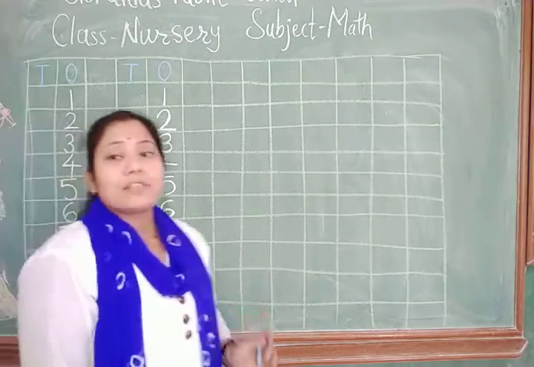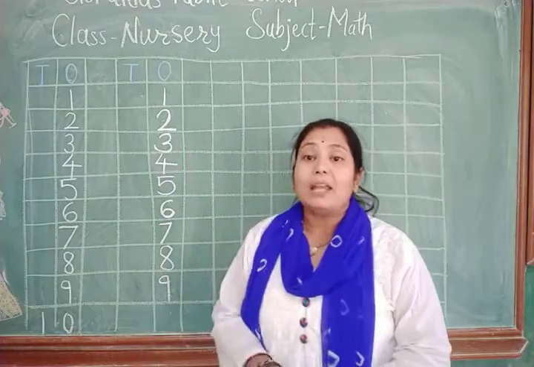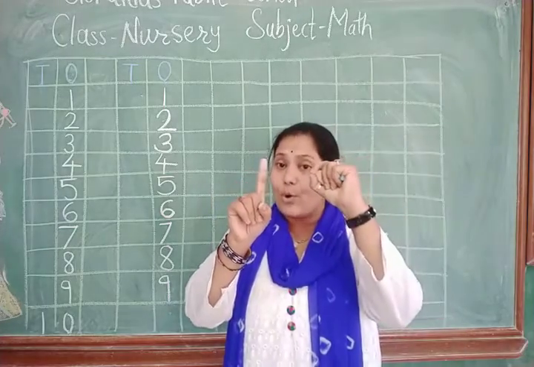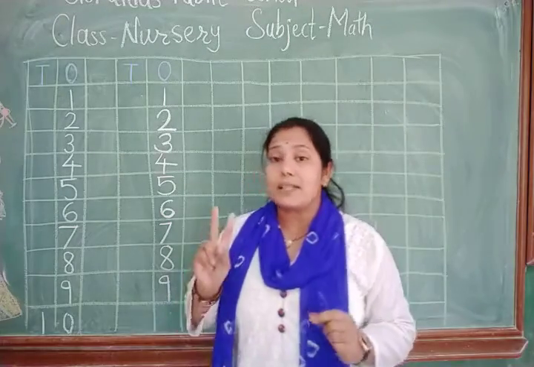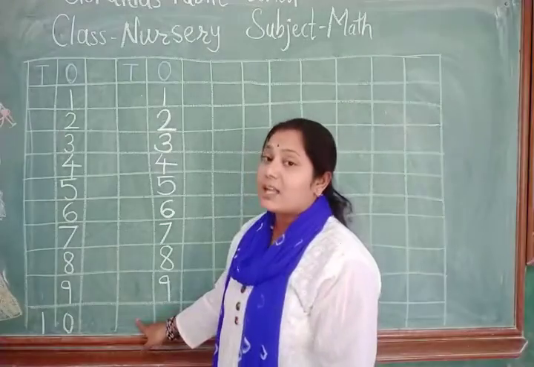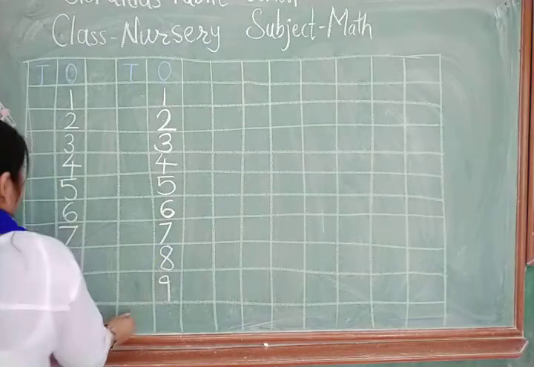And after number 9, which number comes? Number 1, 0, 10. So 10 is a double digit number, a 2 digit number. So we write number 1 in tens column and we write number 0 in ones column.